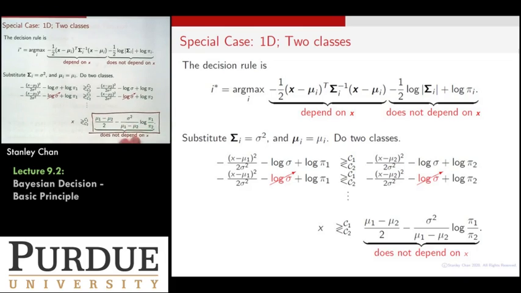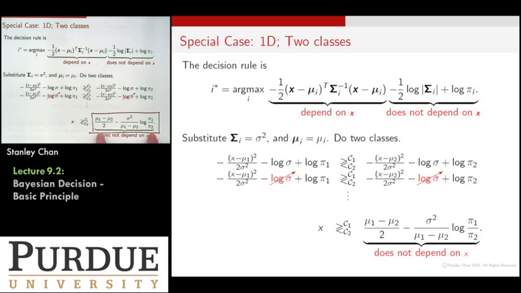This quantity has nothing to do with your x. It's a constant with respect to your x. Everything here, mu1 and mu2, they are the model parameters. I haven't talked about how we estimate the model parameters, which we will do later. But once you can estimate mu1, mu2, and sigma, then everything is defined.